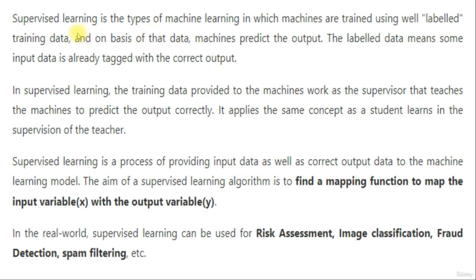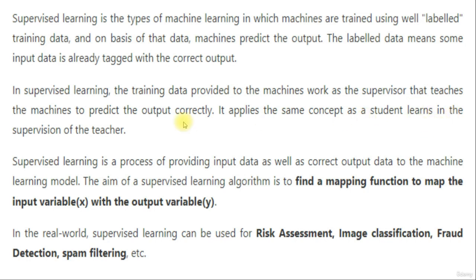So, supervised learning is a type of machine learning in which machines are trained using labeled training data, and on the basis of that data, machines predict the output. Labeled data means some input is already tagged with the correct output. In supervised learning, the training data provided to the machines works as a supervisor that teaches the machine to predict the output correctly. That's why the name supervised learning comes. It applies the same concept as a student learning under the supervision of a teacher.